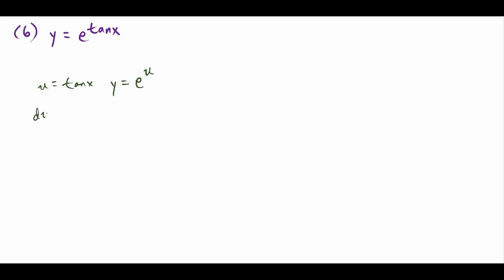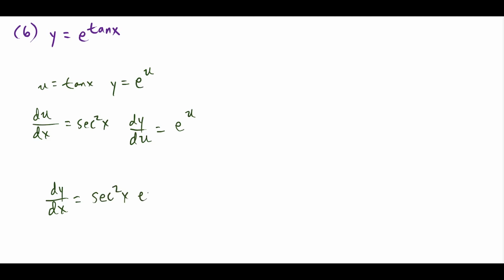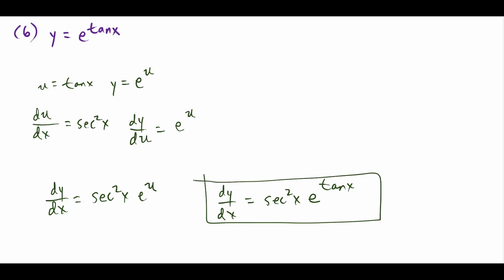So if we start taking the derivative of this, we have du dx. The derivative of tangent x is secant squared x. And dy du, the derivative of e to the u with respect to u is just e to the u. And then remember, dy dx is going to be the product of du dx and dy du. So now we just multiply those two things together, and we have this. But remember, our final answer at the end has to be all in terms of x. So then we have secant squared x times e to the u, and u, once again, is tangent x. So this would be our final answer to the sixth example.